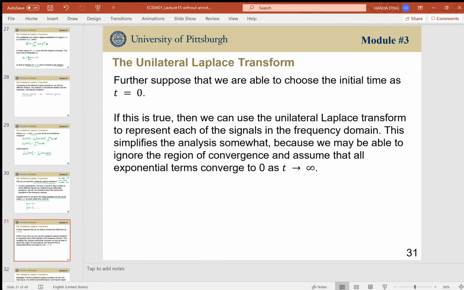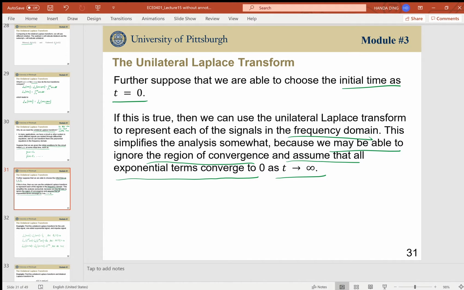So in other words, we have the initial time as t is 0, right? So the unilateral Laplace transform can represent each of the signals in the frequency domain. That's true. And it simplifies analysis, because we may be able to ignore the region of convergence, assuming that all exponential terms converge to 0, right? So that's just the one side of the Laplace transform. We don't care what's happening previously before 0. So that's the usage of unilateral.